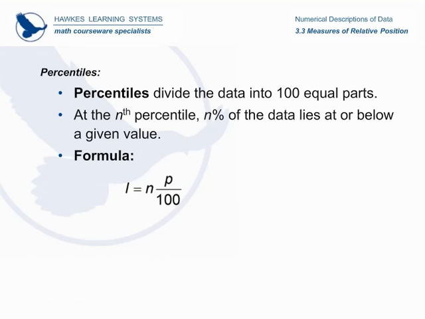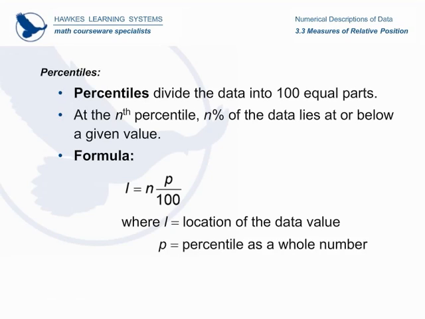So let's take a look at our formula. We'll use the letter L to represent our percentiles: L equals n, the number of data set values, times p, our percentage, divided by 100, where L equals the location of the data value, P equals the percentile as a whole number, and N equals our sample size, the number of data values. And so now we've got our formula.